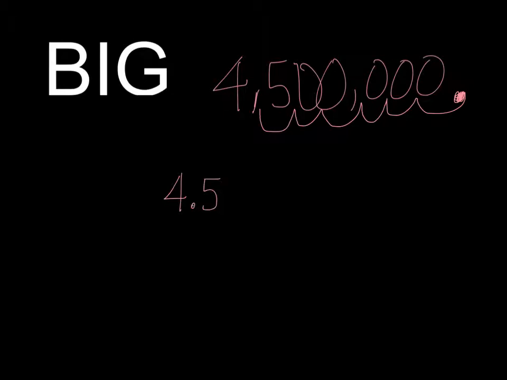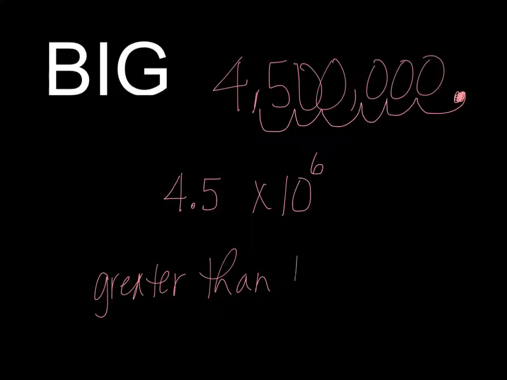So we would now write this number as 4.5, and then however many times we move the decimal, we're going to write times 10 to that power, and we said that was 6. So this number would be 4.5 times 10 to the 6. And so we can write that number without having to put so many zeros. Anytime we have a number that is greater than 1, our exponent will be positive.